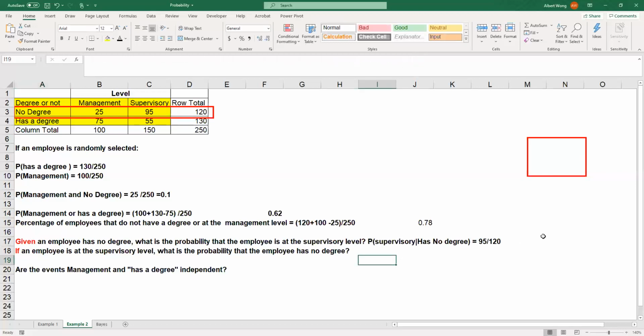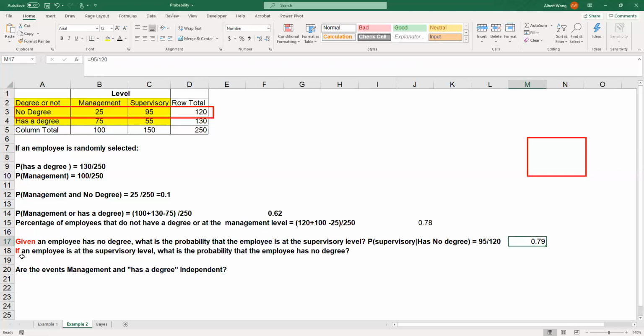Okay, and again we can use Excel to do the calculation. So 95 divided by 120, of course, is equal to 0.79, right? So again, it's useful just to round it up to 2 decimal places. So let's practice one more time.